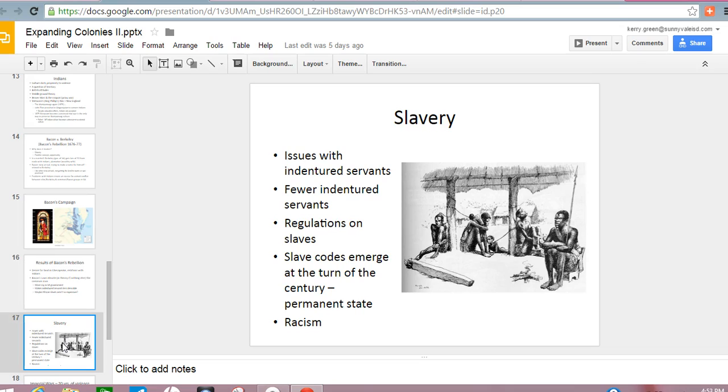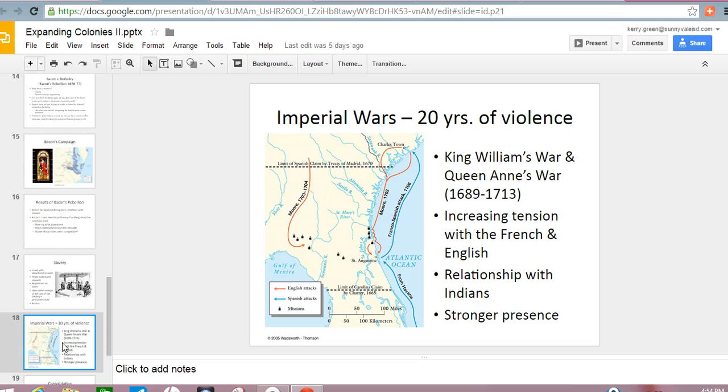So just know that slavery begins to replace indentured servitude. We have the slave codes emerging at the beginning of the 1700s and kind of the real development of American racism.